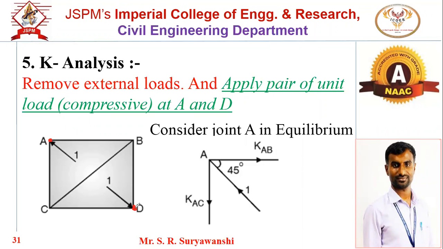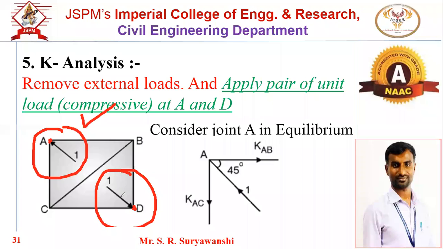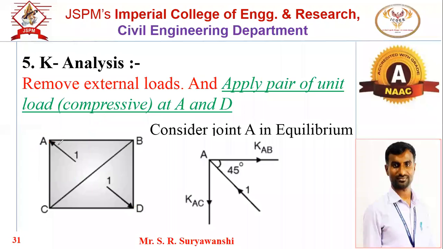Now you have freedom. You may consider compressive load for both the joints, or you may consider tensile load for both the joints. Here I have considered the compressive load pair. Compressive means towards the joint. Look, towards the joint A, and again this second unit load towards the joint D. That's why it is compressive.